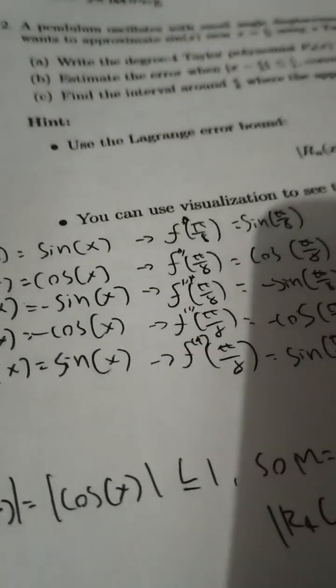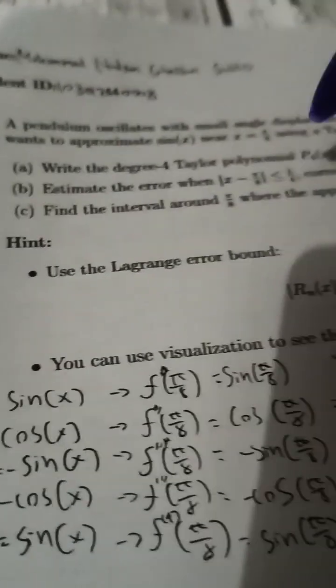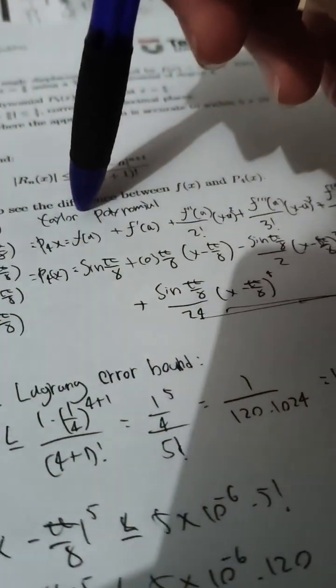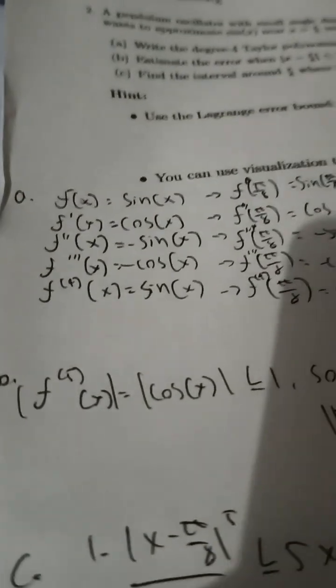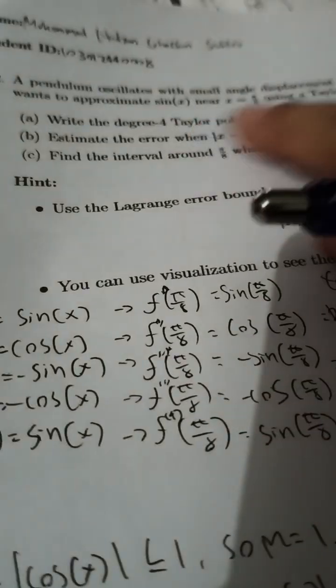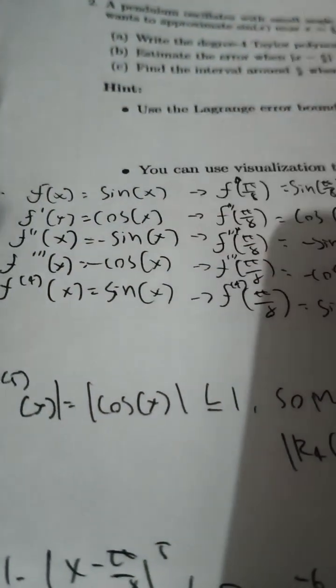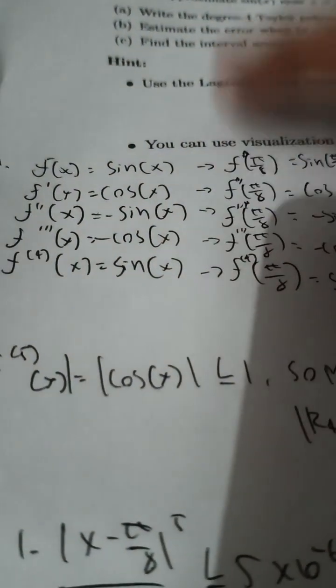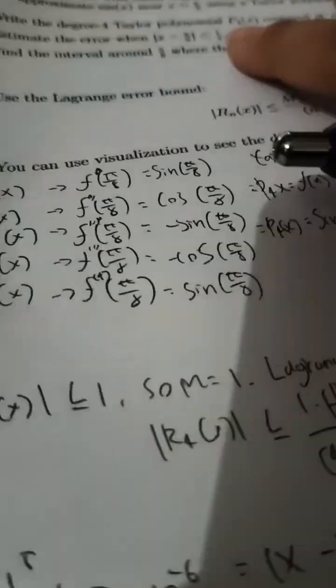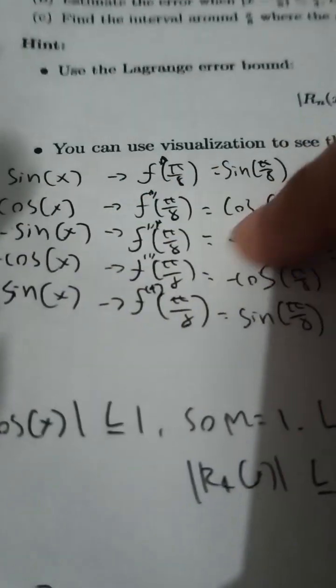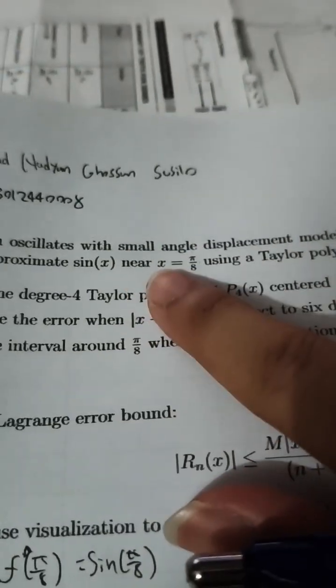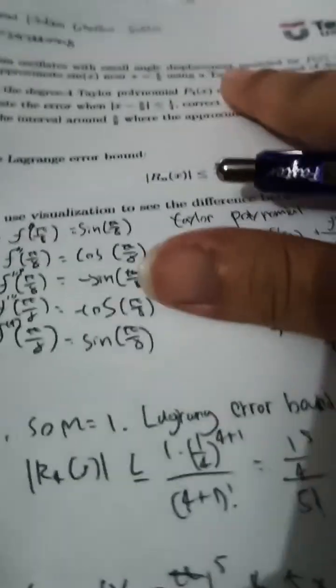Okay, so A, write the degree 4 Taylor polynomial. Before we get to the polynomial, we need the derivatives first. How many? It asks for degree 4, so differentiate 4 times: sin, cos, minus sin, minus cos, so back to sin. Then we transform it again, this time replacing x with the value of x, which is pi over 8.